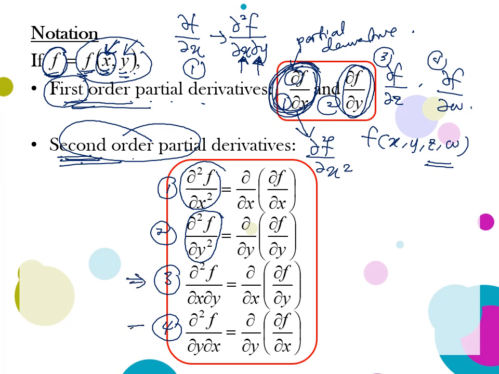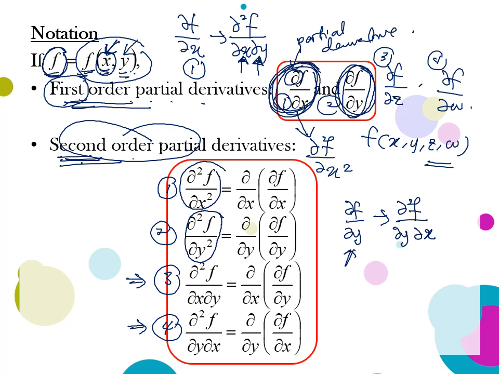The fourth one is when you differentiate your first order del f with respect to y, and then you continue to differentiate once again, but with a different variable. Since the first one you start with y, the second one you use a different variable, which is x. So you will get del x.